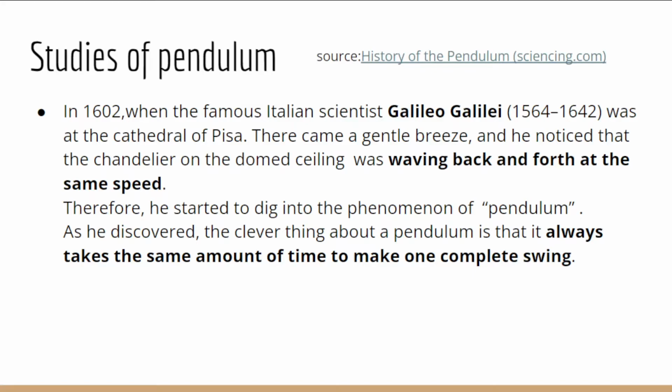About the studies of the pendulum: in 1602, the famous Italian scientist Galileo Galilei was at the Cathedral of Pisa when a gentle breeze blew. He noticed that the chandelier on the domed ceiling was swinging back and forth at the same speed, and therefore he started to dig into the phenomenon of the pendulum. As he discovered, the clever thing about a pendulum is that it always takes the same amount of time to make one complete swing.